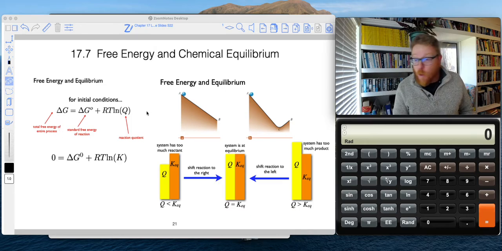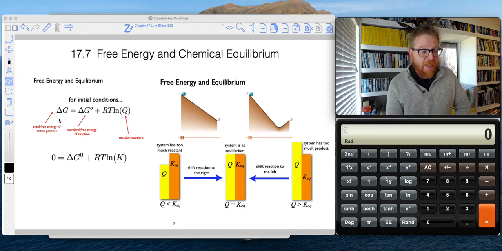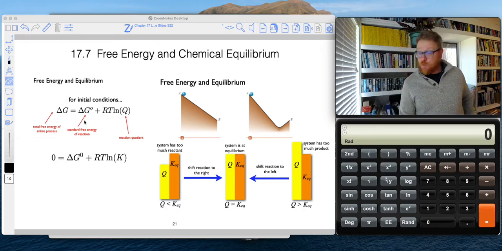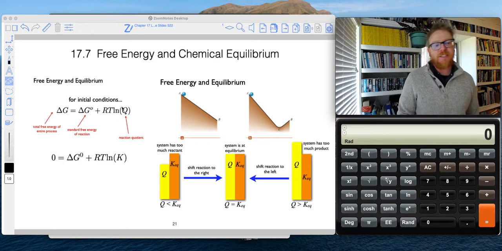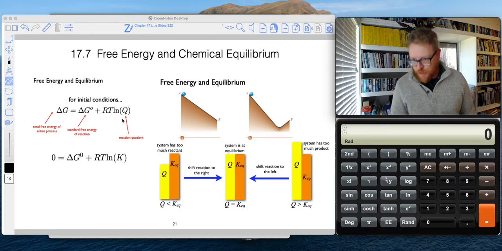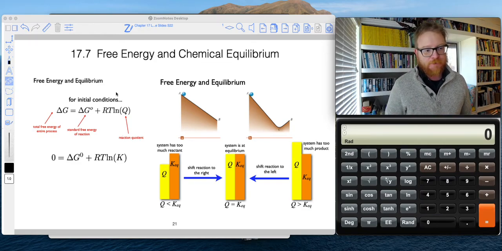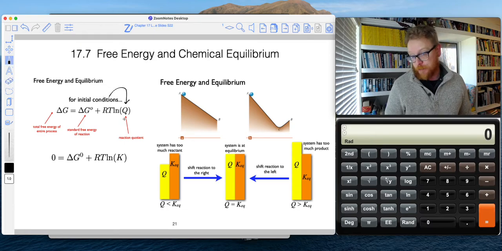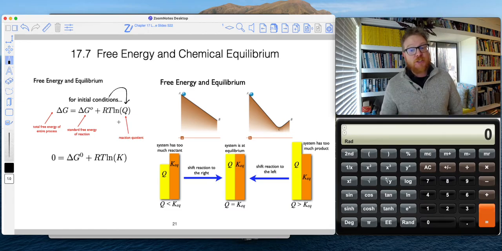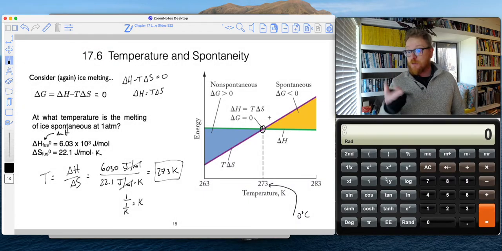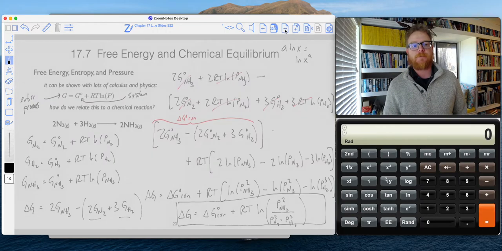We have this same equation that I just derived. Once again, delta G total equals the standard free energy of the reaction plus RT natural log of Q. And we remember that when we're dealing with initial conditions, we don't use K, rather we use Q. Now something special happens when delta G equals 0. I talked about that previously right here. This is often where something interesting happens.